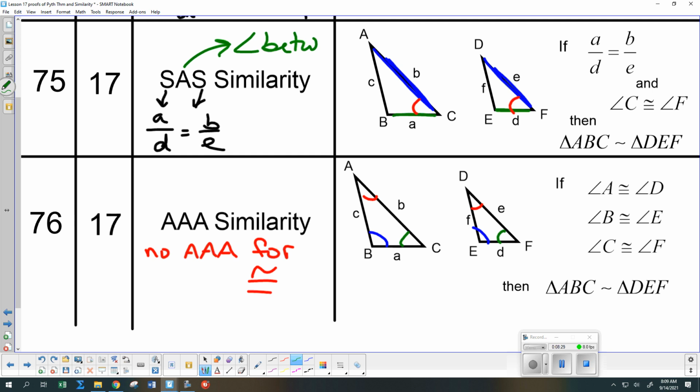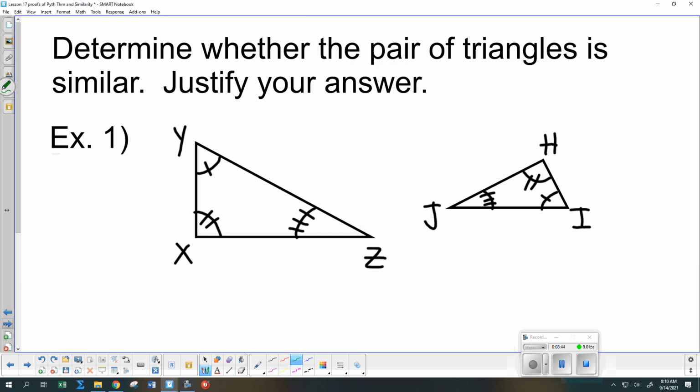And then we have some examples to run through. So some of your homework problems will just be, are they similar or not, and what's the reason? Others will be a full-blown proof. So first, the ones that are just, are they or aren't they, and what's the reason?